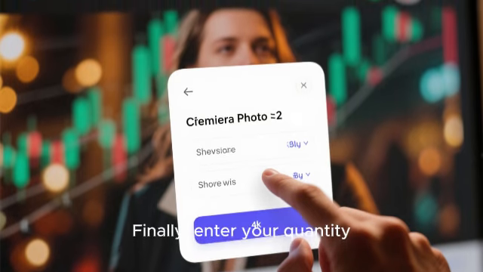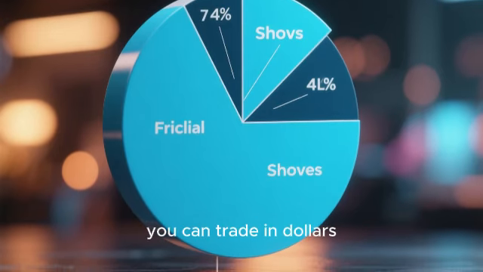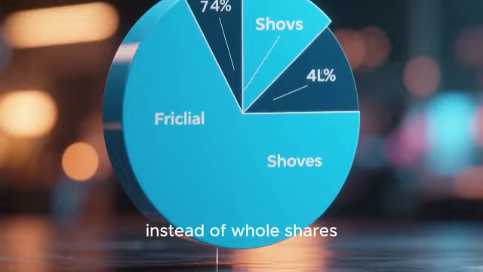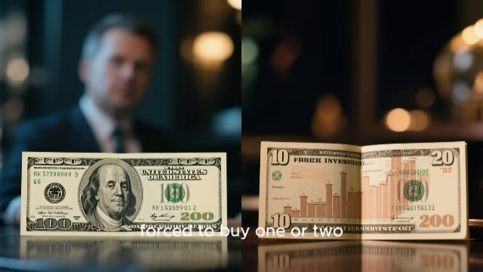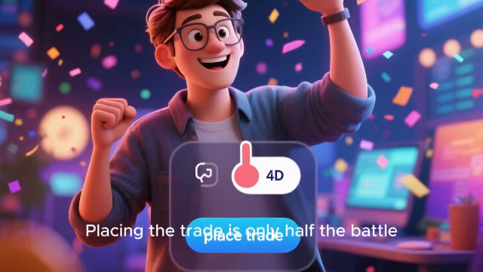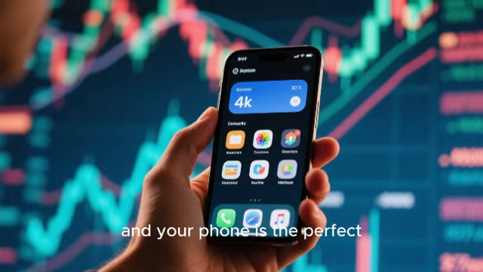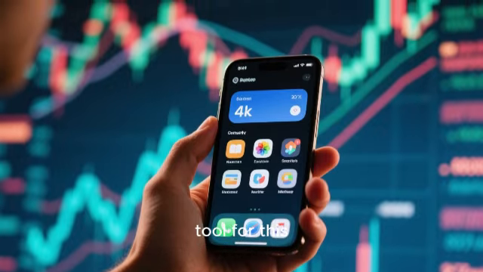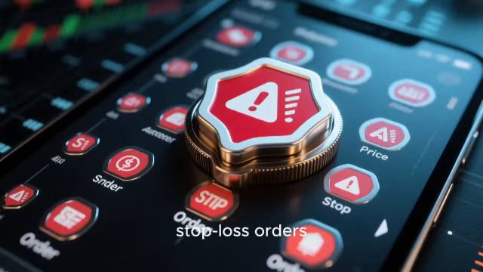Finally, enter your quantity. Thanks to fractional shares, you can trade in dollars instead of whole shares. So, you can invest $200 instead of being forced to buy 1 or 2 whole shares. Placing the trade is only half the battle. Managing it is the other half, and your phone is the perfect tool for this. The two most powerful management features are price alerts and stop-loss orders.